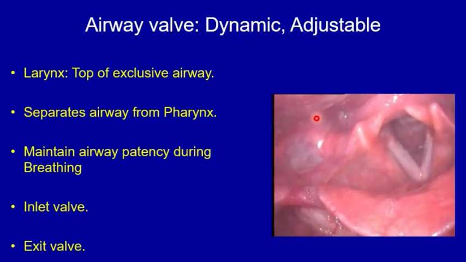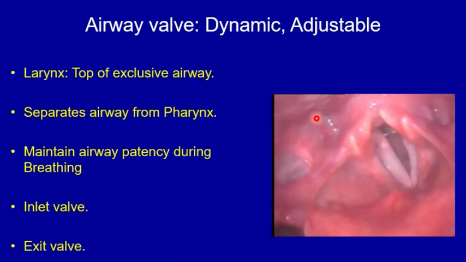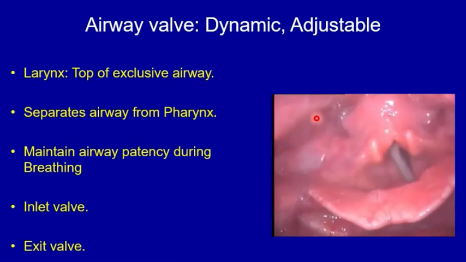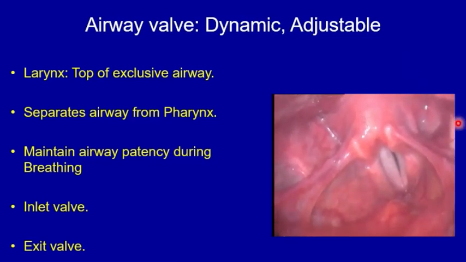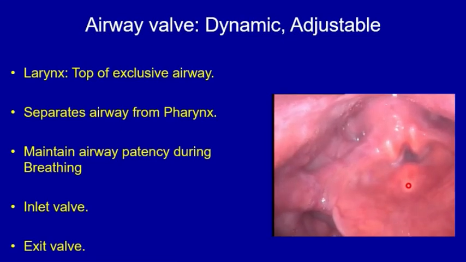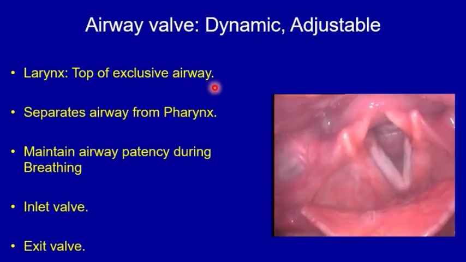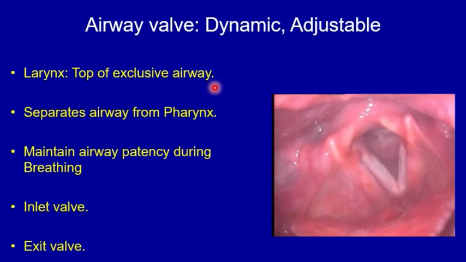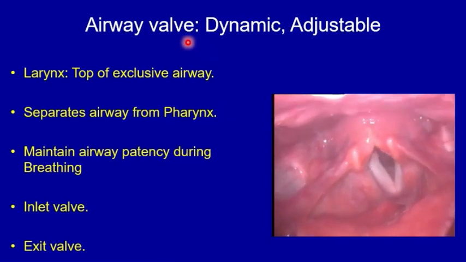The pharynx is a common pathway for food passing into the esophagus and air passing into the lungs. The larynx separates this common pathway, the pharynx, from the exclusive airway into the lungs by being situated on the top of the exclusive airway where only air is allowed entry. The larynx is an airway valve.